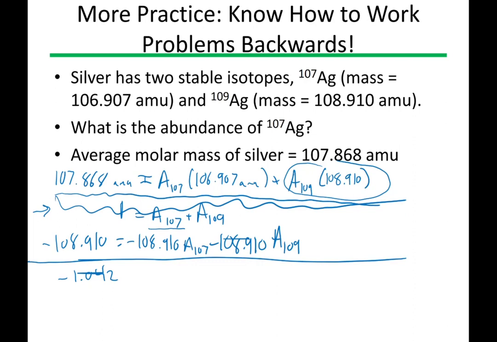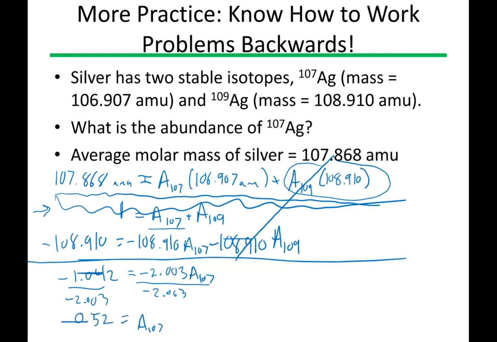And now what I can do is just add these two equations directly. And I get negative 1.042 is equal to, these ones will cancel out, that's how we designed it, negative 2.003 A107. And then dividing both sides by negative 2.003, we get that A107 is equal to 0.52. And if we wanted to convert that to a percent, that would be 52% silver 107.